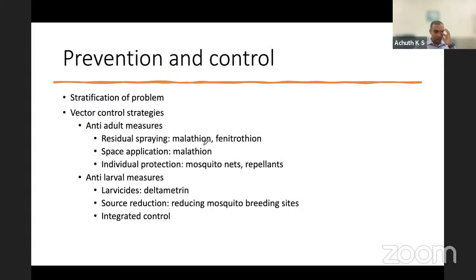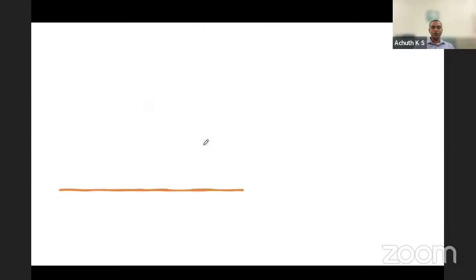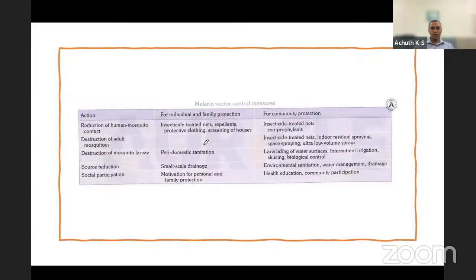Coming to the prevention and control. First, we'll go through the slides and I'll tell you next how to write an answer on your own. You don't have to mug up this prevention and control of mosquitoes anytime. One is stratification of the problem. First, you have to identify what is the problem of mosquitoes, how big is the malaria problem. Second is vector control strategies, that is antiadult measures and antilarval measures. And we'll have something called prevention in human beings, that is self-protection and everything.